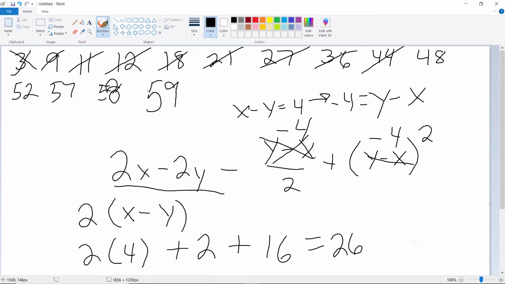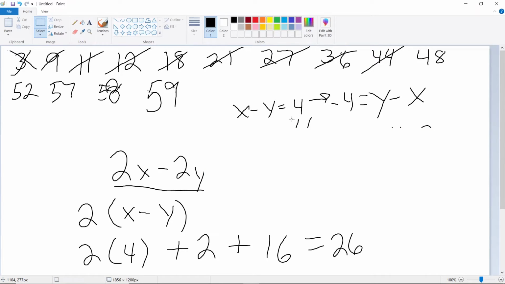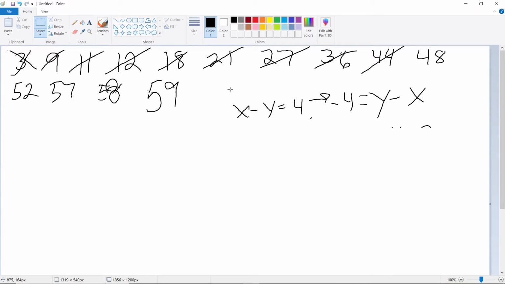Now I want to do this again just so you saw what I did. How did I know that y minus x is negative 4? I'm going to do it again, and I'm going to do it in steps just so you can see.